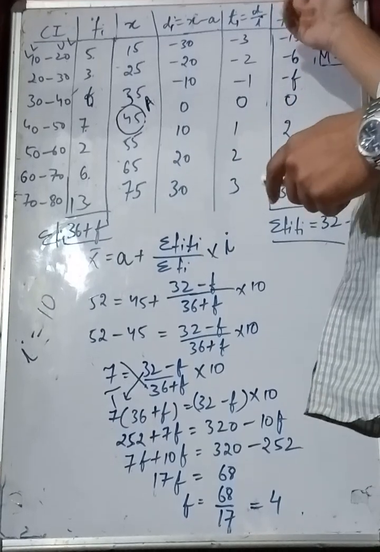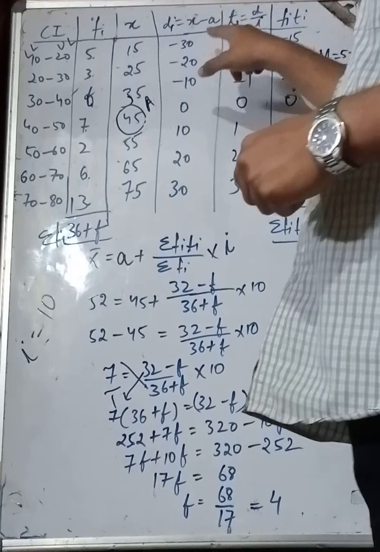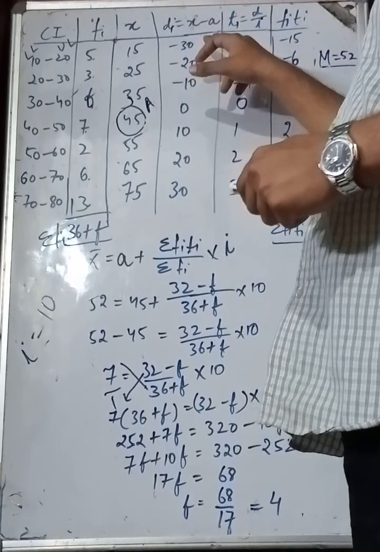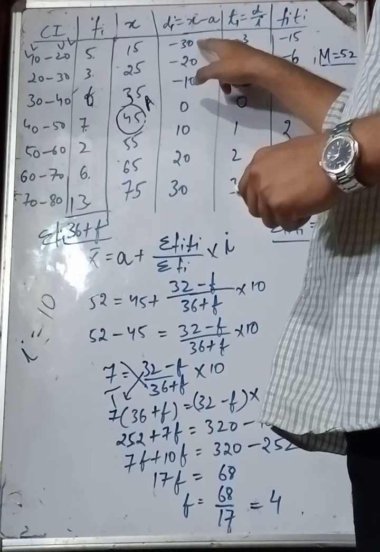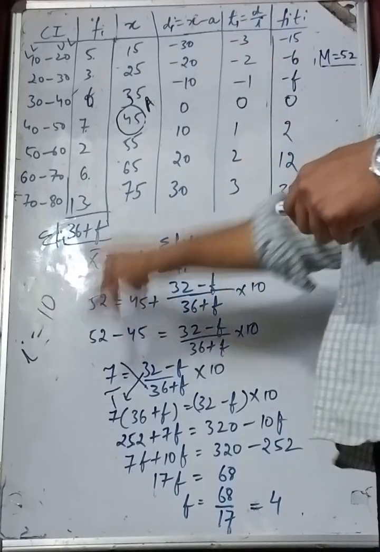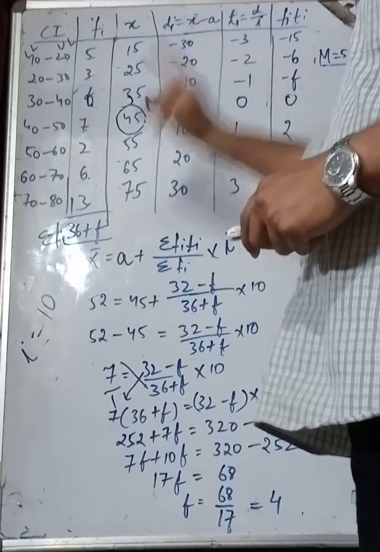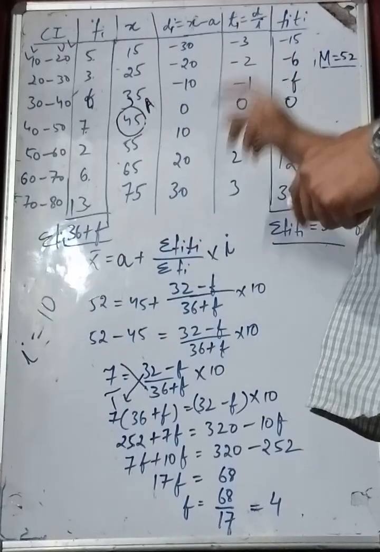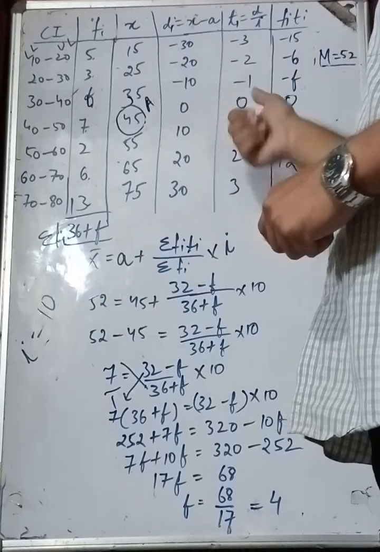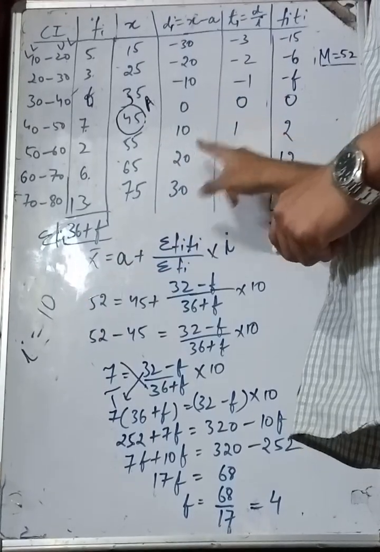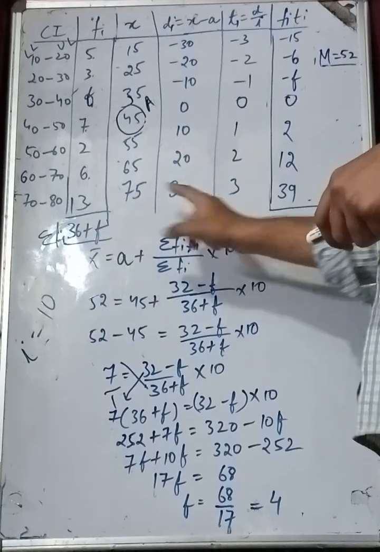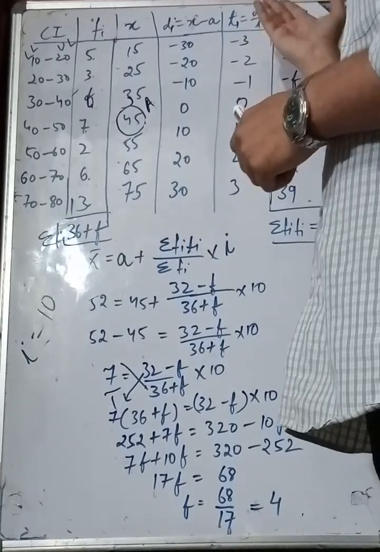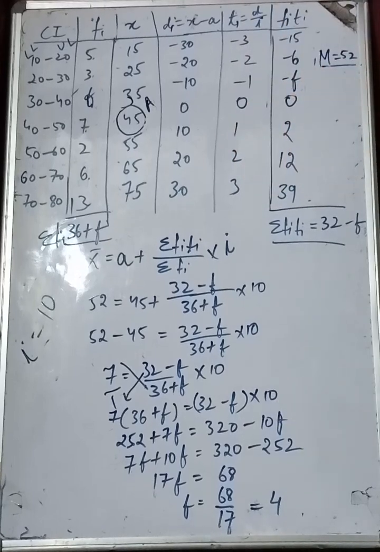Alright. So d divided by 10. What is d over here? We can divide correspondingly. The value of d over here is minus 30 divided by 10, minus 3. Minus 20 divided by 10, minus 2. Minus 10 divided by 10, minus 1. 0 divided by 10, 0. 10 divided by 10, 1. 20 divided by 10, 2. 30 divided by 10, 3. So this is how we can calculate the value of ti.